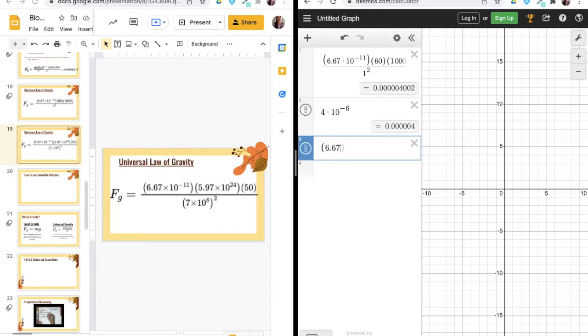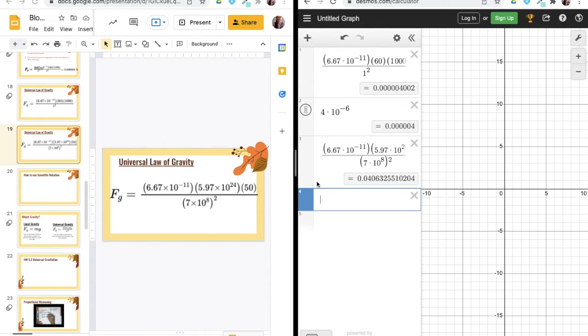I'm going to enter in 6.67 times 10 to the negative 11th, close the parentheses. Then mass of the Earth, 5.97 times 10 to the 24, close parentheses. Then 50. That's the mass of the Earth attracting the astronaut. Then when I hit the slash for divide, it's automatically going to correct my order of operations. So make sure to put parentheses here. That's 7 times 10 to the 8th meters. And it's the whole term squared. So make sure you leave the parentheses before putting in the square and then hit enter.